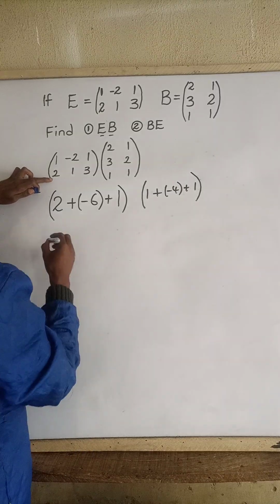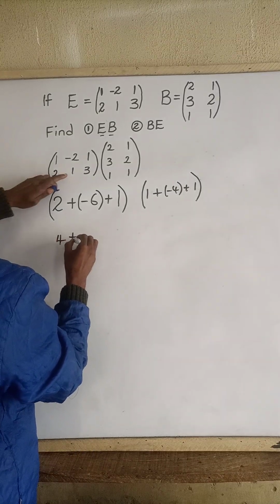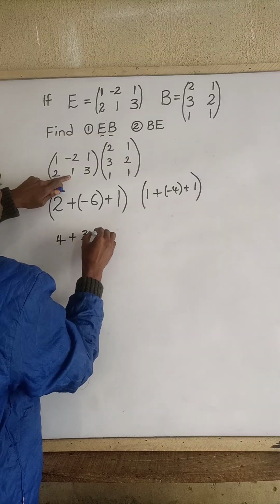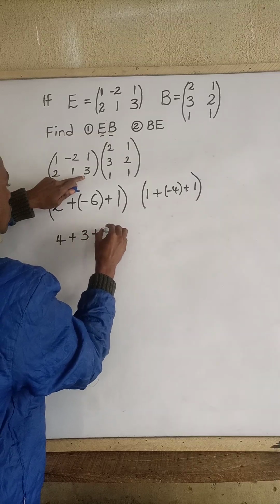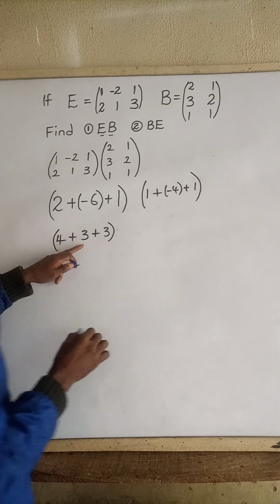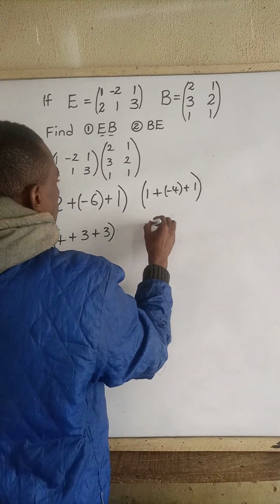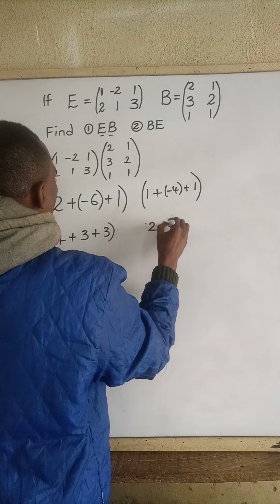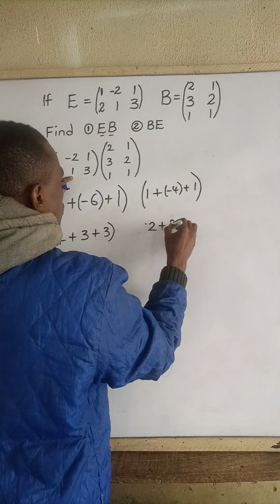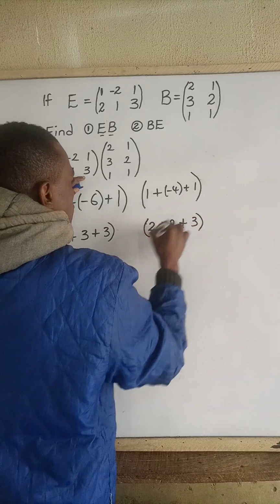For this one, we have 2 times 2 is 4, plus 1 times 3 is 3, plus 3 times 1 is 3 as well. This is the third element. Let's move to the last element, which is 2 times 1 is 2, plus 1 times 2 is 2, plus 3 times 1 is 3. This is the last element.